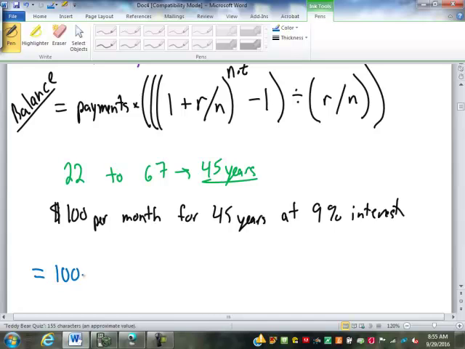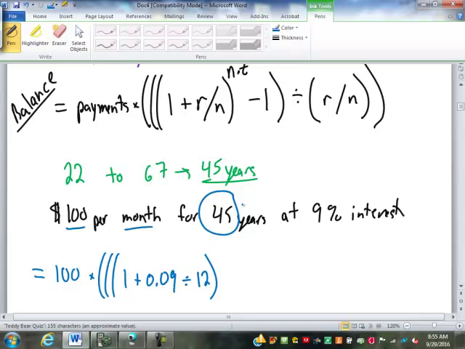Our payment is $100 times 1, 2, 3 parentheses. 1 plus, what's our rate going to be? 9% is 0.09, divided by n, where n is the number of periods in a year. Well, we didn't say compounded monthly or anything like that, but we're putting away $100 each month, which means the interest is going to get figured out every month. That's going to be divided by 12, close parentheses. How many periods total? This is 45 years times 12 months in a year, so that's going to be 540 periods.